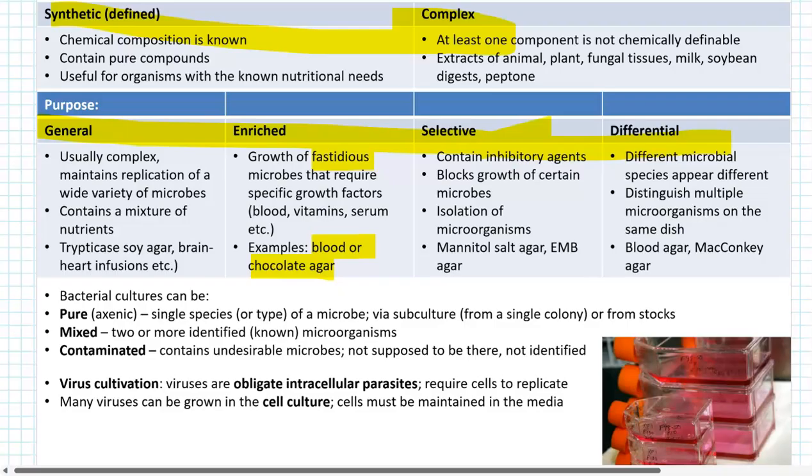Obviously, I can say this medium contains, I don't know, brain-heart infusion, agar. Brain-heart, you don't really know the chemical composition, so I will add to this that the medium is complex. Okay? Now, I strongly encourage everybody, when you're going to have an exam next week, and you read the questions, and you have questions about the questions, you come to me.